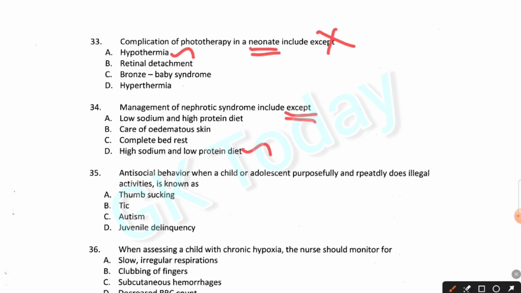Question number 35. Antisocial behavior when a child or adolescent purposefully and repeatedly does illegal activities is known as juvenile delinquency.